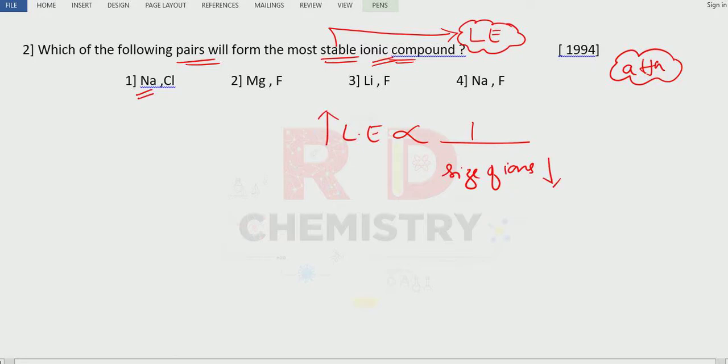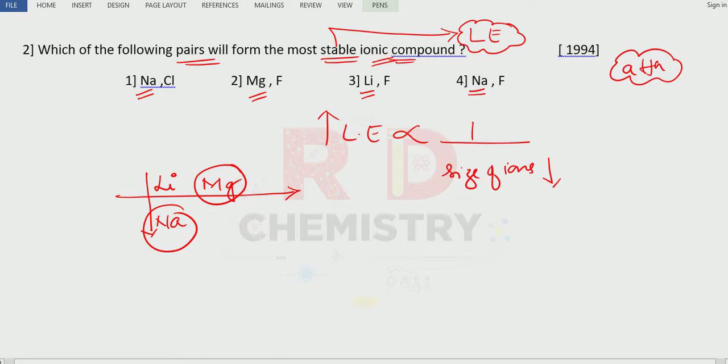When the size of the ion decreases, lattice enthalpy increases. Let me take sodium, magnesium, lithium and sodium. You know that lithium is an alkali metal. Sodium is an alkali metal. Correct? After lithium comes magnesium. Correct? Along the period, size decreases. So magnesium is the smallest size here. Down the group size increases. Sodium is the largest size. So in this series, which is the smallest size? Magnesium is the smallest in size.